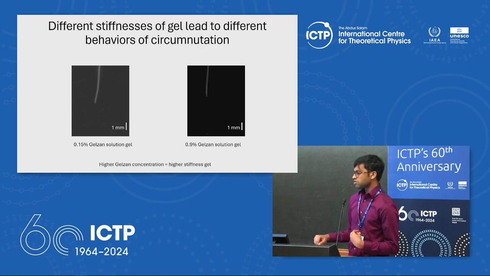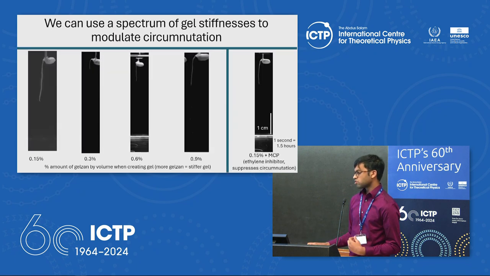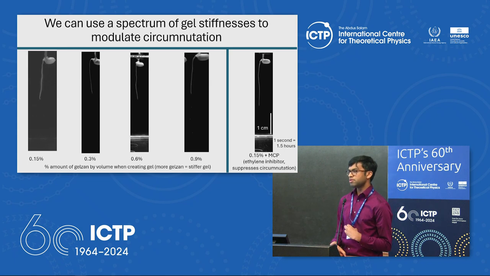And indeed, we can use this to see a whole spectrum of different behaviors. So going from left to right, we have least stiff to most stiff. And then on the very right side, we have a root which has chemically inhibited circumnutation. So this one will barely nutate at all. And we can think of this as kind of an extreme. So as we go from left to right, we can see this circumnutation being suppressed.